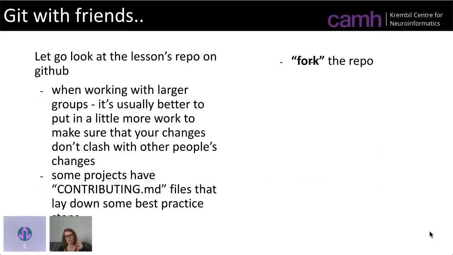Larger projects tend to have something called a contributing.md file, which tries to lay out how to do this. So step one of working with a bigger group is to fork a repo. Fork is a fancy word. We can look at it here now, actually, or I will come back to it. Fork is a fancy word for creating a copy of a repo in your own space.